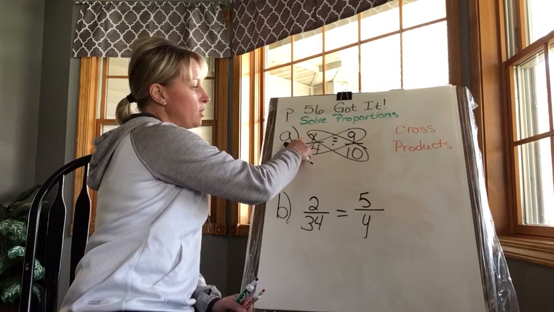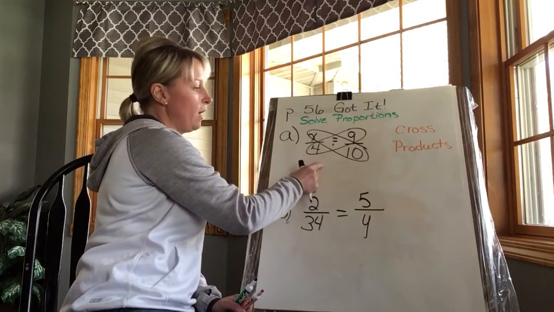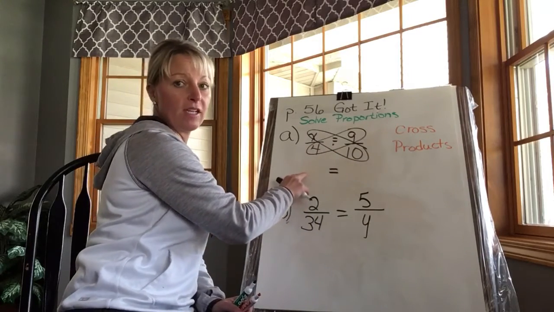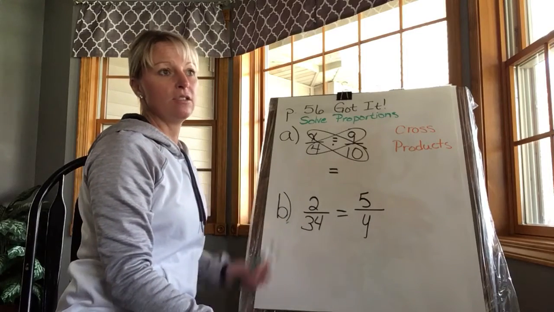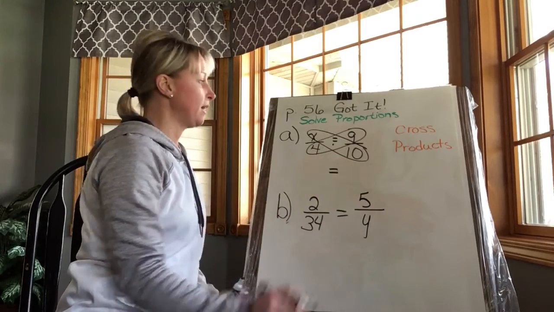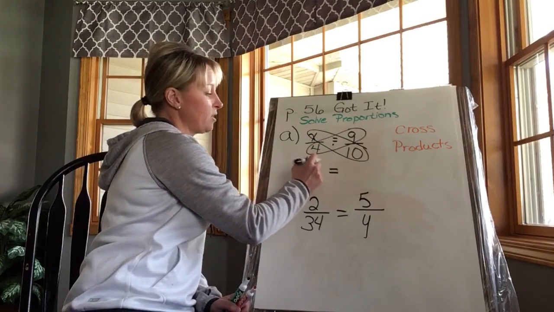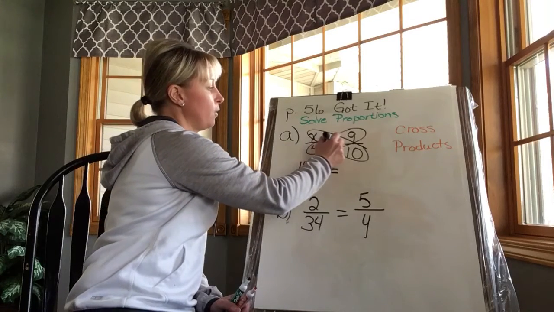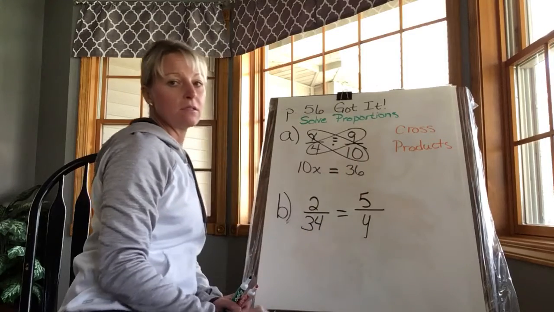So I notice my x is in my first proportion. When it has an equal sign, I'm always going to put my variable on the left-hand side and everything else on the right. It doesn't matter which way you do it, it's just a better habit to keep it on the left side. So I'm going to take x times 10, which is 10x. You always put the variable second, which equals, and then 4 times 9 is 36.